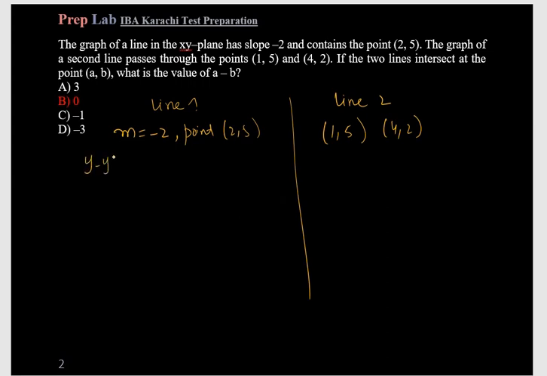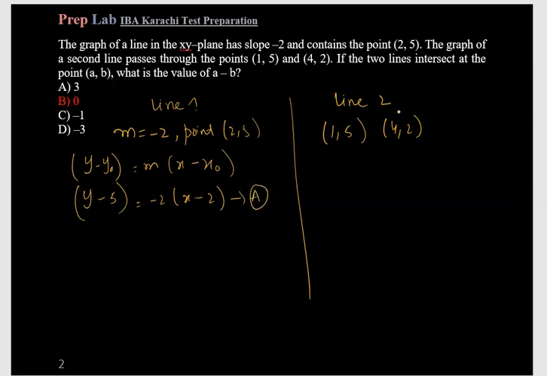This is another formula: y minus y1 equals m times x minus x naught. So this is the y, and this is the y naught, which is 5. M is the slope, -2, and x minus 2. So this is equation A.